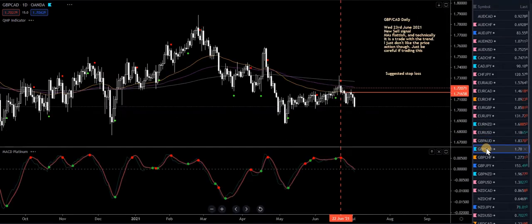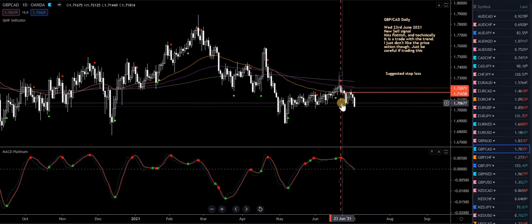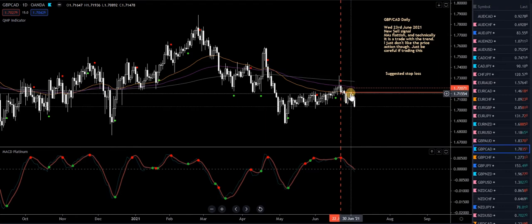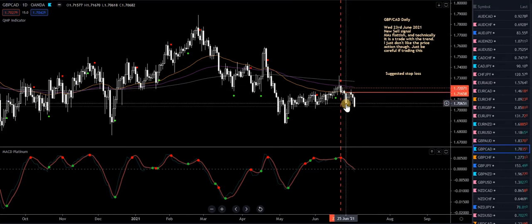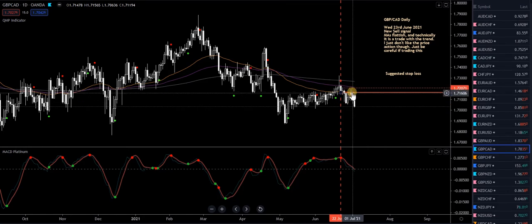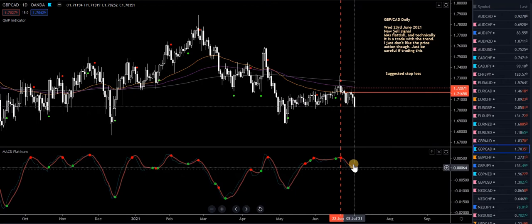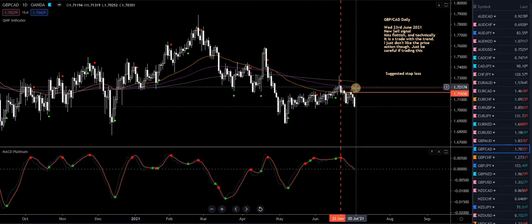Pound CAD, in a sell back here. It's going down, then pull back up and come back down because it's come down and back up and down again. Stop's been brought down here. MACD Platinum's pretty close to the 0 level, so you'd be closing half anyway and bringing down that stop. It's all right. There's the entry, so we're going all right there.